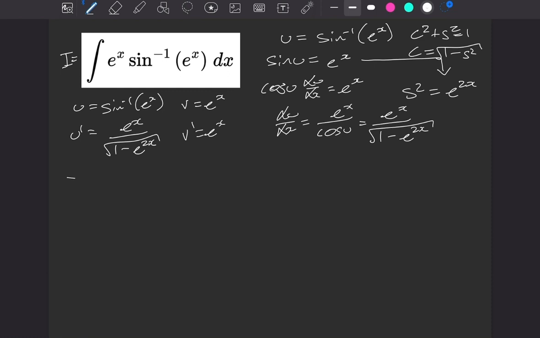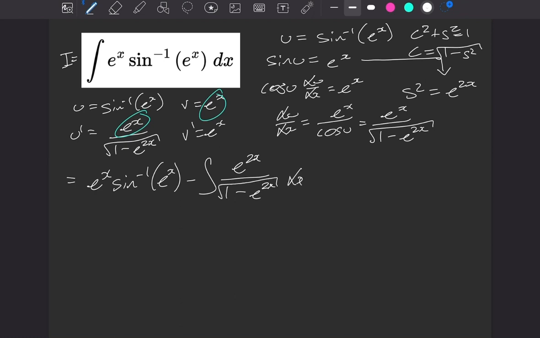So sticking this all together, we'll have u times v, the original integrand actually, e to the x multiplied by the inverse sine of e to the x, take away u' v. So our e to the x's here and here will combine to make e to the 2x. So we'll have the integral of e to the 2x over 1 minus e to the 2x, and again square rooted on the bottom.